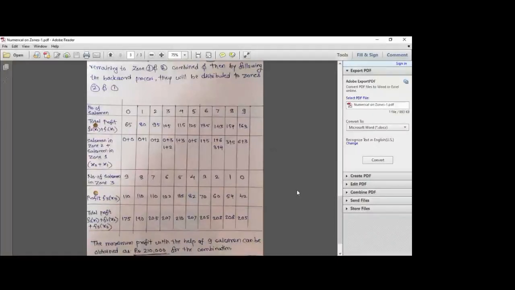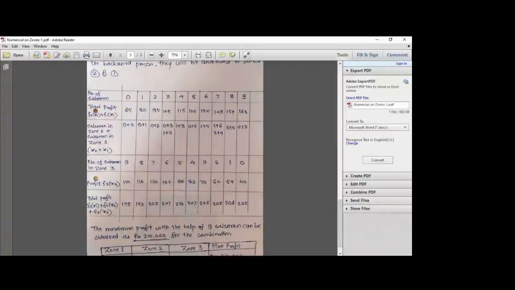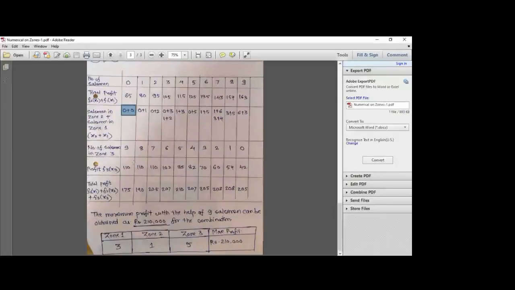Right? The last thing we have to find out is the total profit, right? So now the total profit for the combination. Which combination am I talking about? Now, if I'm putting 9 salesmen in zone 3 and 0 plus 0 salesmen in zone 1 and zone 2, then the profit I'll be getting is 175. How did this 175 come? It is 110 plus 65.